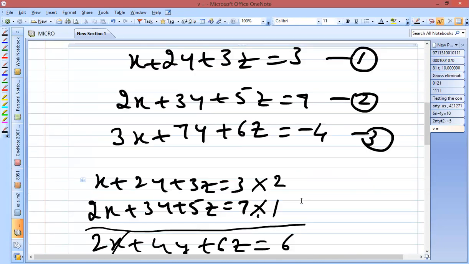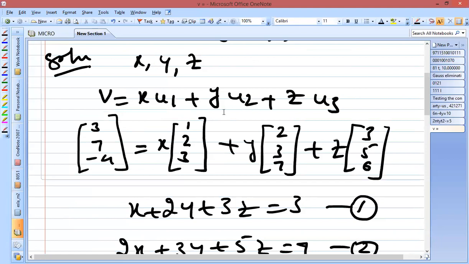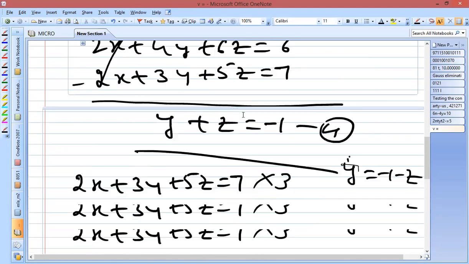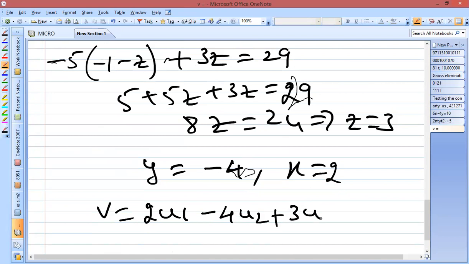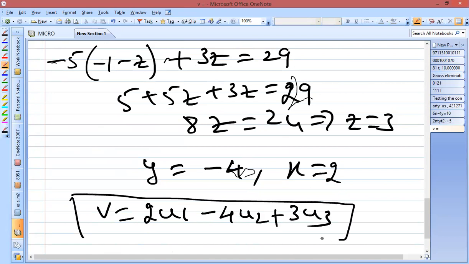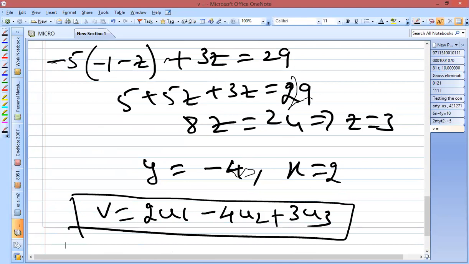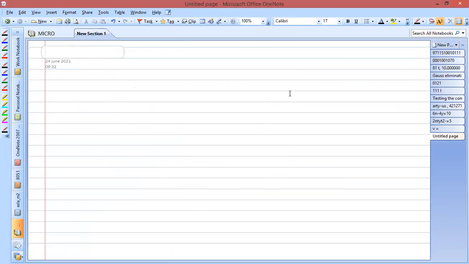Now use the equation b is equal to x u1 plus y u2 plus z u3, so that you can write the given vectors u1, u2, u3 as a linear combination. So here you can write b as, x is how much? 2 u1, and y is -4, so -4 u2, and z is 3 u3. So this is the linear combination of the given vectors. This is the answer. And similarly, we'll take up the next problem.